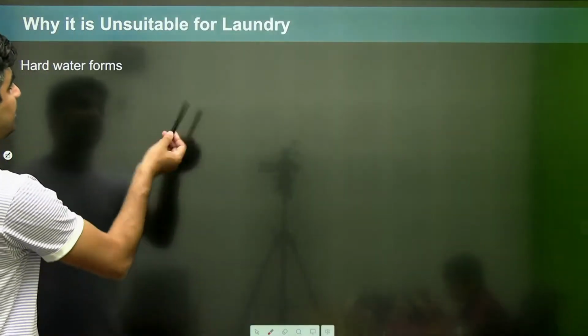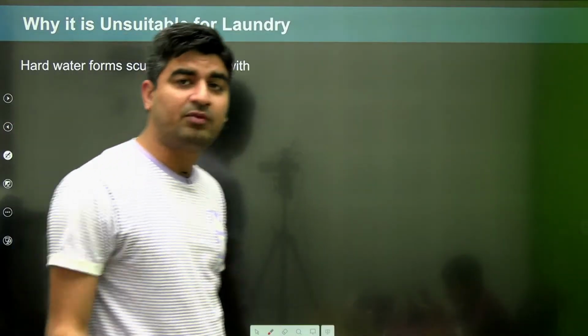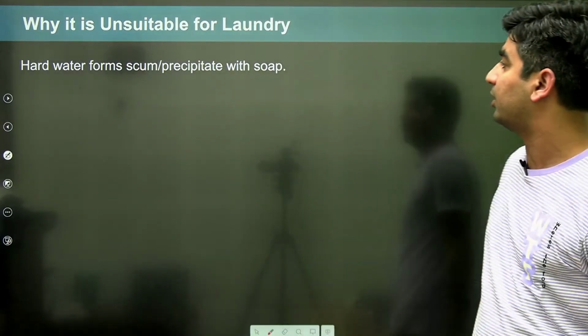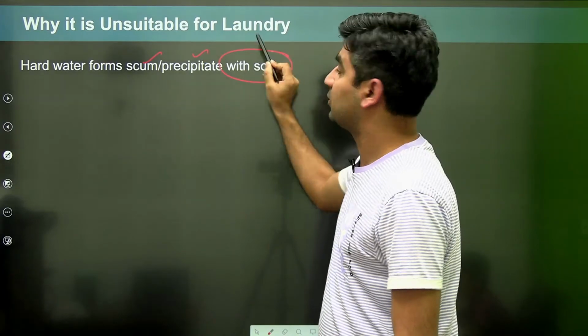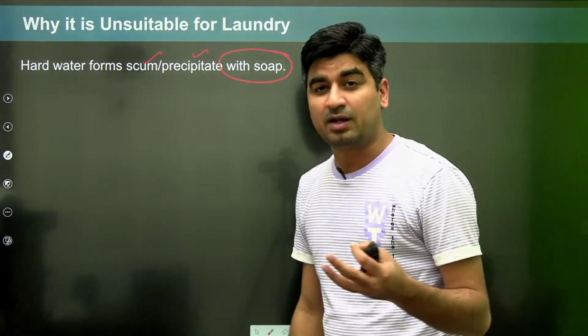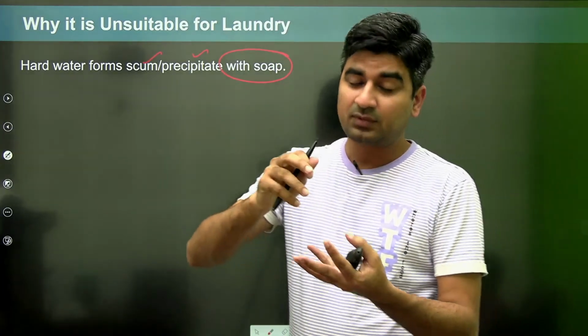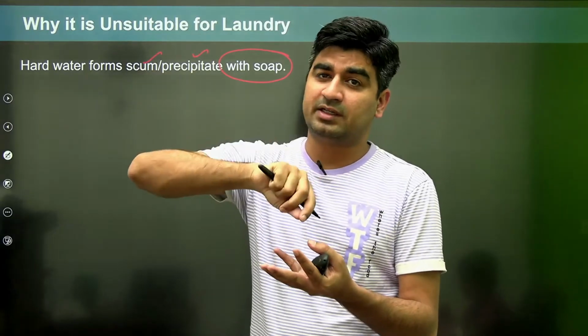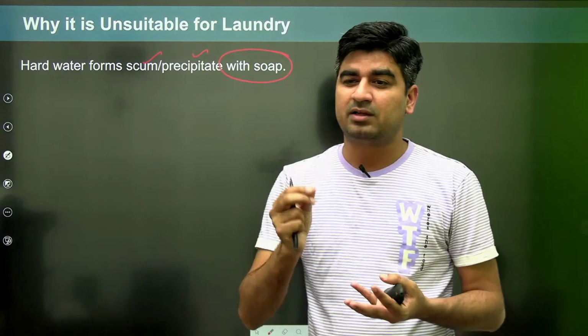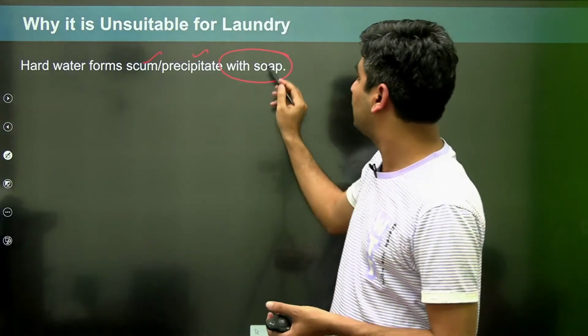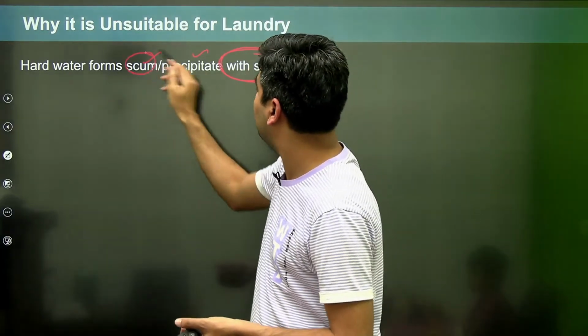So why is it unsuitable for laundry? Why we don't use hard water in the laundry? Just look at it. Hard water forms scum or precipitate with the soap. So अगर आप हार्ड वाटर को, उसके अंदर डिटर्जेंट, इफ यू ऐड डिटर्जेंट टू द हार्ड वाटर, देन व्हाट विल हैपन? Small particles, solid particles will be formed, and we call them scum or precipitate.